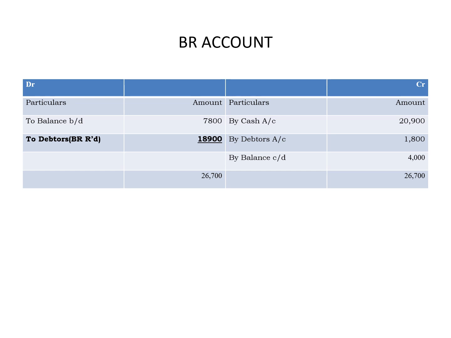So let us balance the account. 26,700 is the amount that we get towards credit side. Take the same amount towards debit side also. Minus 7,800 will be 18,900. This 18,900 balancing amount in the BR is nothing but BR received. So we transfer this to debtors account. So entry will be to debtors, BR received 18,900.